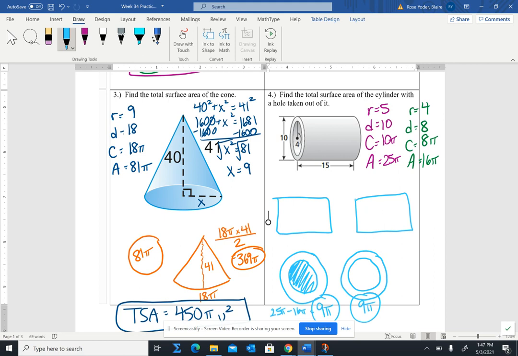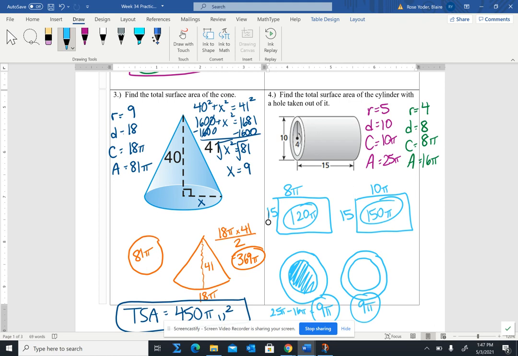Then for the rectangle, well, let's do the inside circle first. That was the smaller one, which had a circumference of 8 pi, and both rectangles have a height of 15. The big circle had a circumference of 10 pi. So let's multiply out both of those. So 15 times 8 is 120, so 120 pi, and then 15 times 10 is 150, so 150 pi.